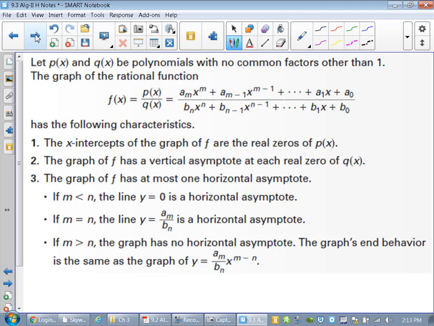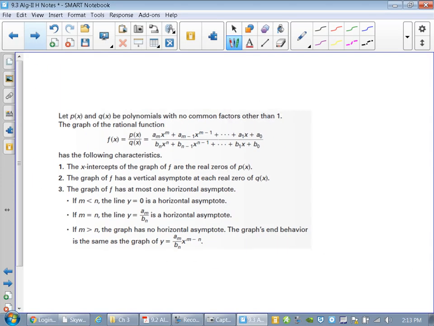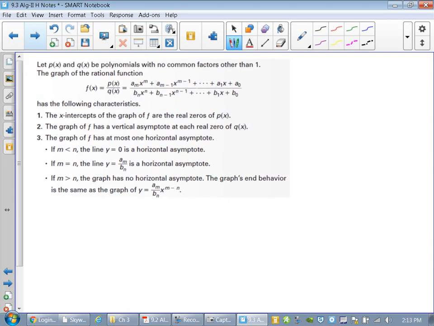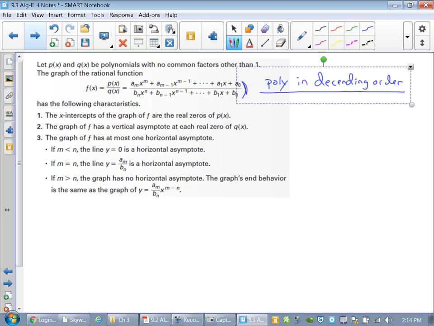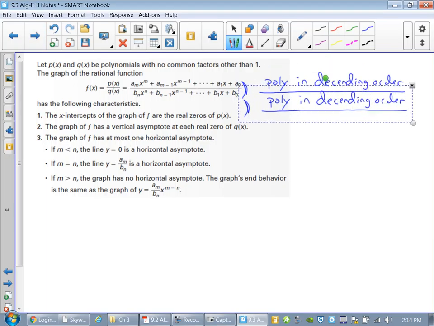So anyway, let's go through what all this stuff means on this sheet. This sheet looks like a whole bunch of hieroglyphics. There's a lot of weirdness going on. What I want to do is explain that all this is a polynomial in descending order, divided by another polynomial in descending order. That's all it is. It's two polynomials written in descending order being divided.